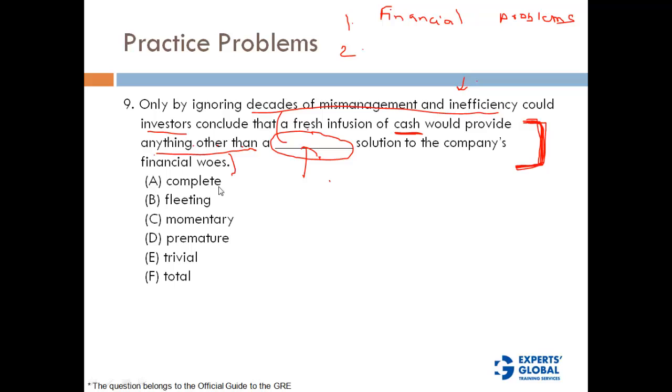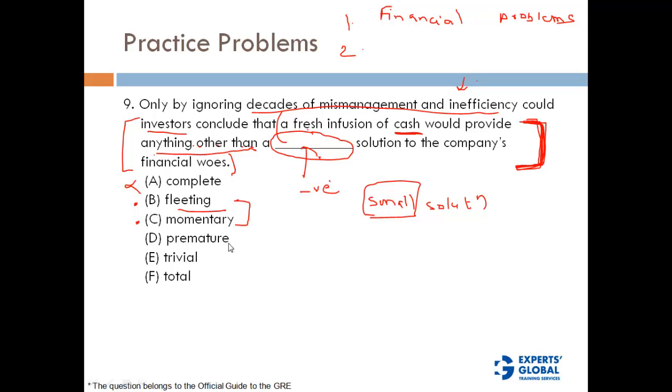In fact, this word has to be negative. It has to be something like anything other than a temporary solution, or anything other than a small solution. So that kind of word will make this part look like a good thing to have, right? So complete doesn't go here. Fleeting means going past very quickly. Temporary, so that goes in this context. Momentary, again, momentary and fleeting are synonyms, so they are a good pair.